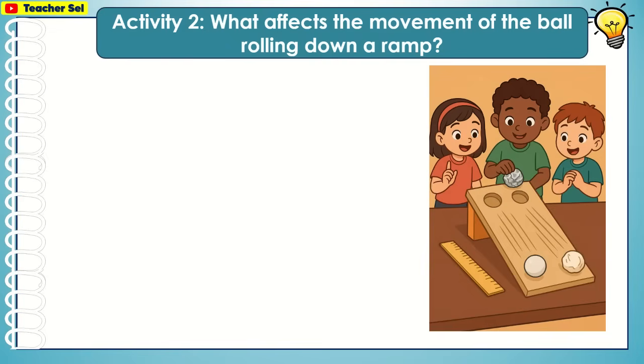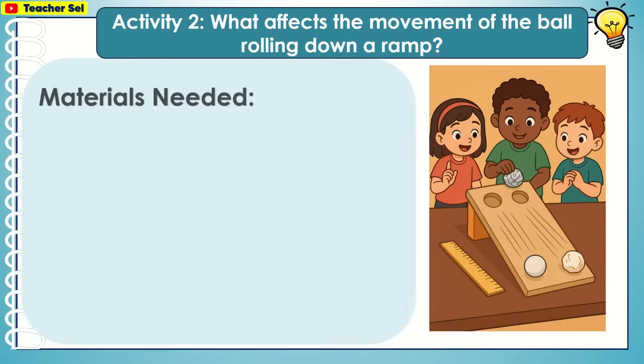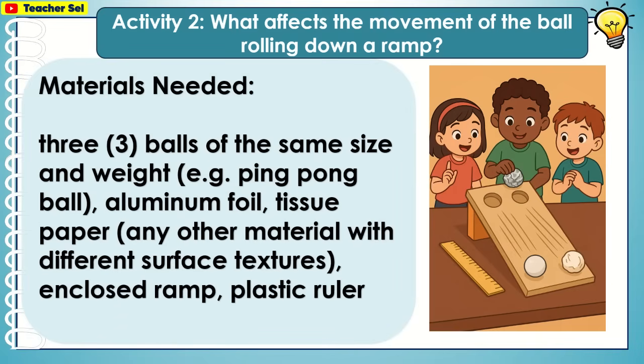Let's have activity 2. What affects the movement of the ball rolling down a ramp? Materials needed: 3 balls of the same size and weight. Example, ping pong ball, aluminum foil, tissue paper, any other material with different surface textures, enclosed ramp, plastic ruler. Duration: 10 minutes.